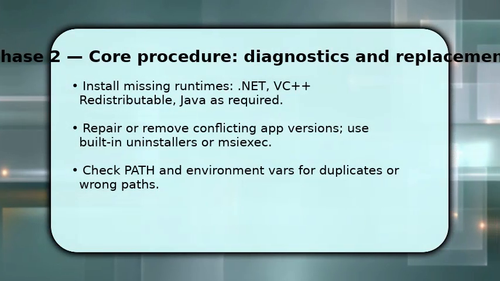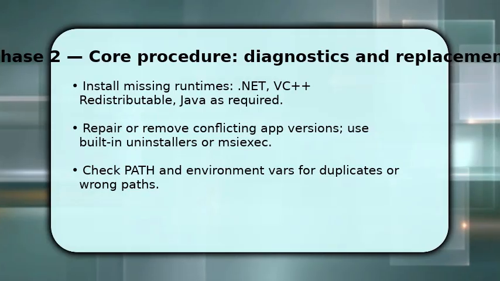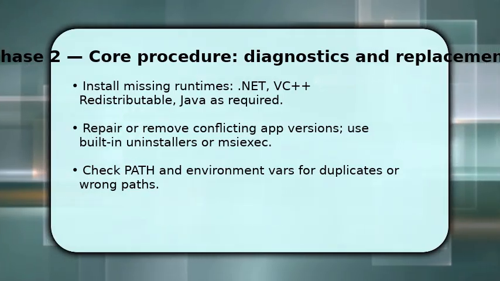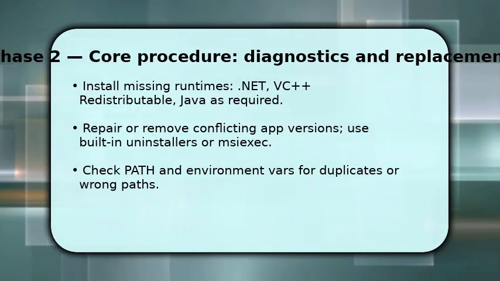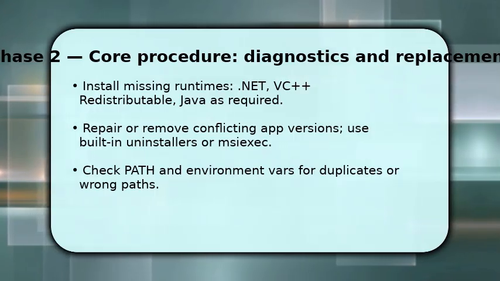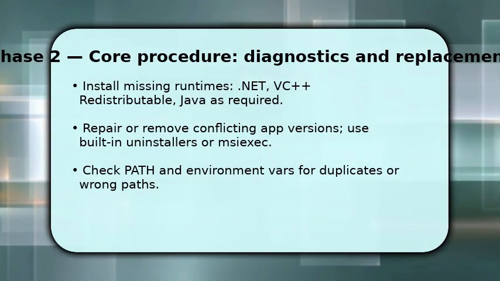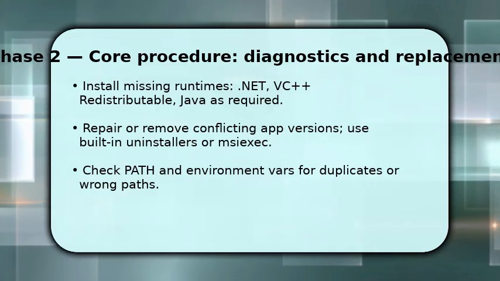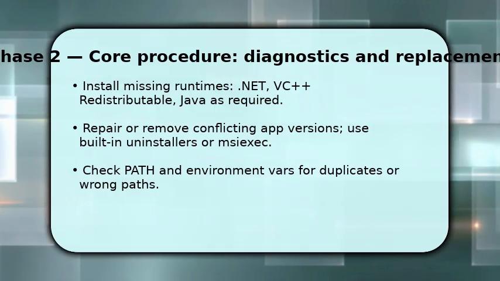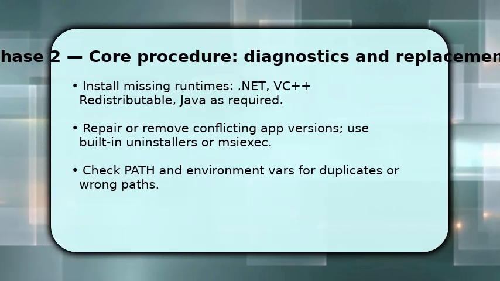Now fix what commonly breaks installers, dependencies, and conflicts. You should install or repair runtimes like .NET and Visual C++ redistributables because version gaps cause silent failures. If previous installs exist, repair or fully uninstall them with msiexec or the app's uninstaller, then reboot.